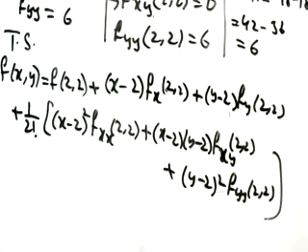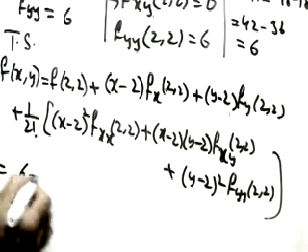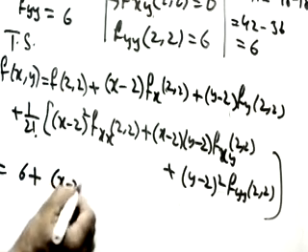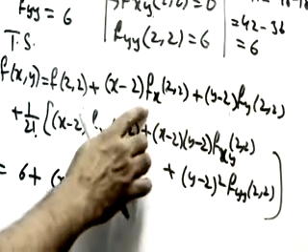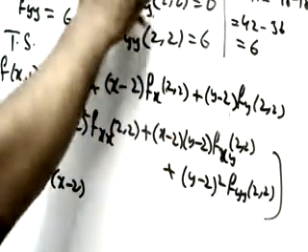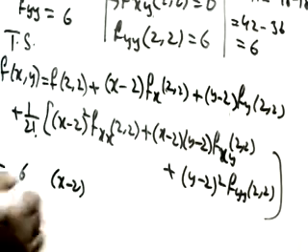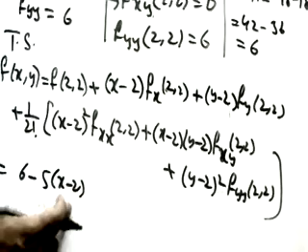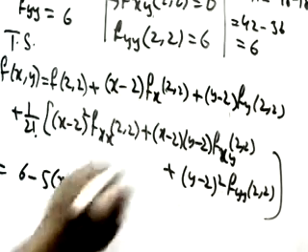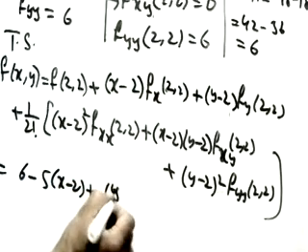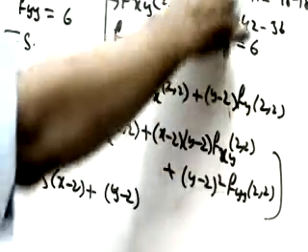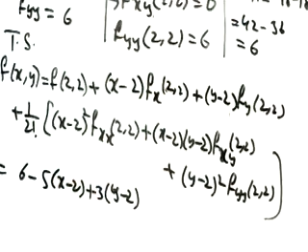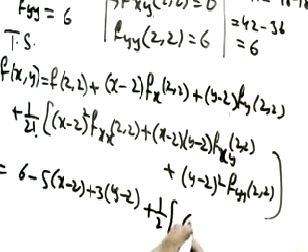Now let me substitute the values here. Just now we saw f(2,2), we got 6, plus (x minus 2) into fx(2,2). fx(2,2) we got minus 5, so let me write this minus 5. This finished. Plus (y minus 2) into fy(2,2), we got 3. So let me write 3, plus 1 by 2 factorial, which is 2 only.